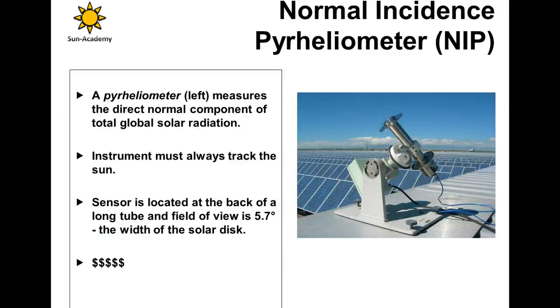A normal incidence pyroheliometer. A pyroheliometer measures direct beam radiation. A pyroheliometer shown here measures the direct normal component of total global solar radiation. The instrument must always track the sun via a sensor, which is located at the back of a long tube and has a field of view of 5.7 degrees, the width of the solar disk. This is an expensive item.